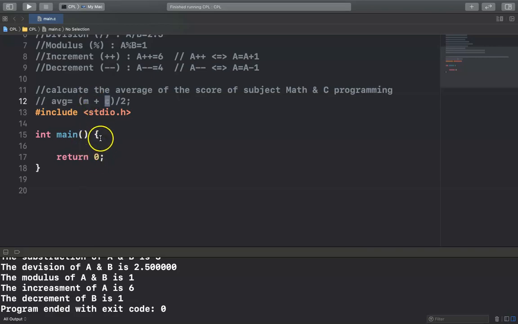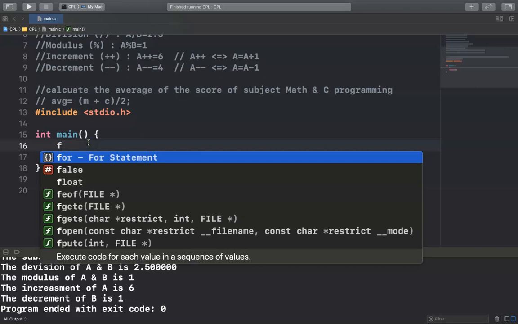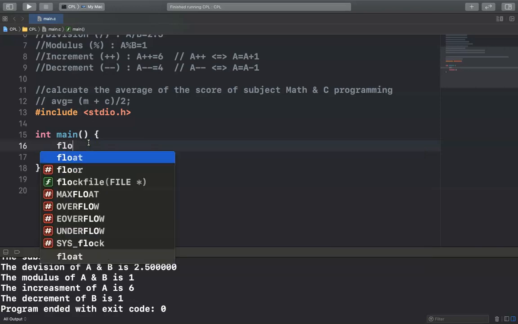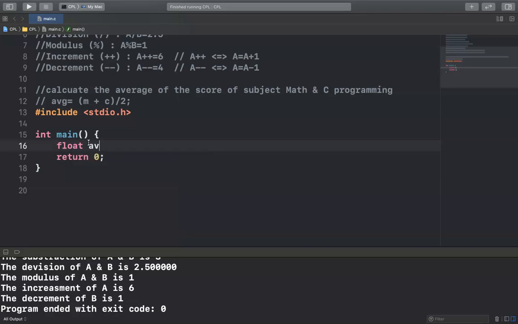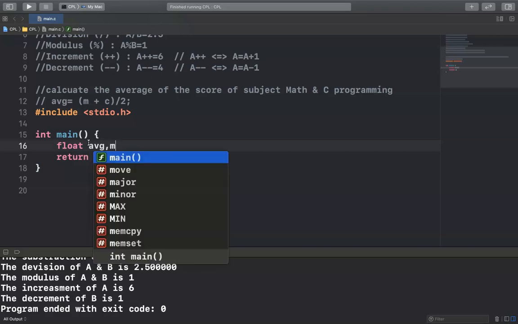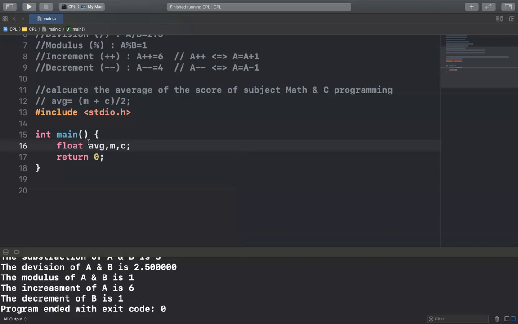So how to write in C programming language? The first, you have to set the variable average. Normally average is a float. Mathematics score is also float. C programming score is also float. So you can declare the variable float avg, A and C.